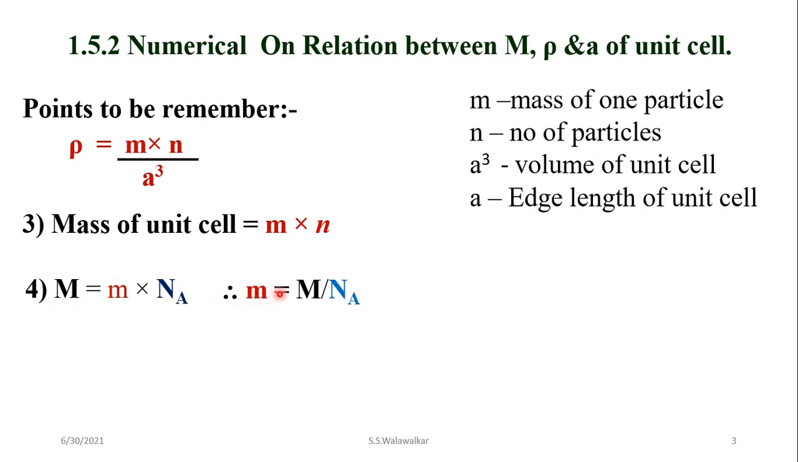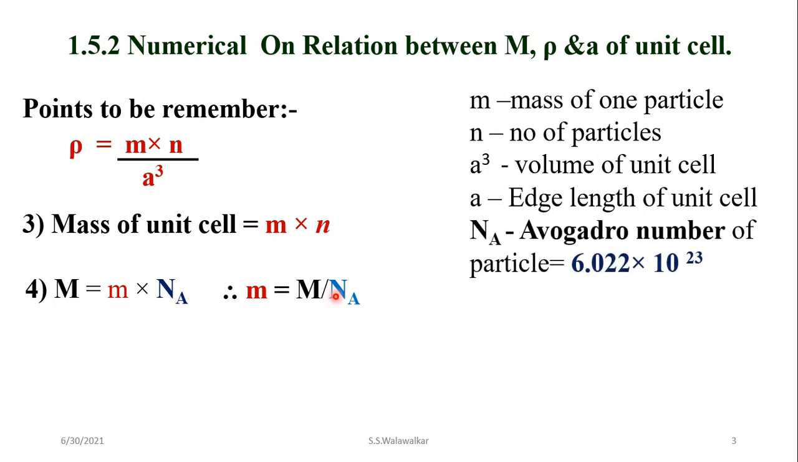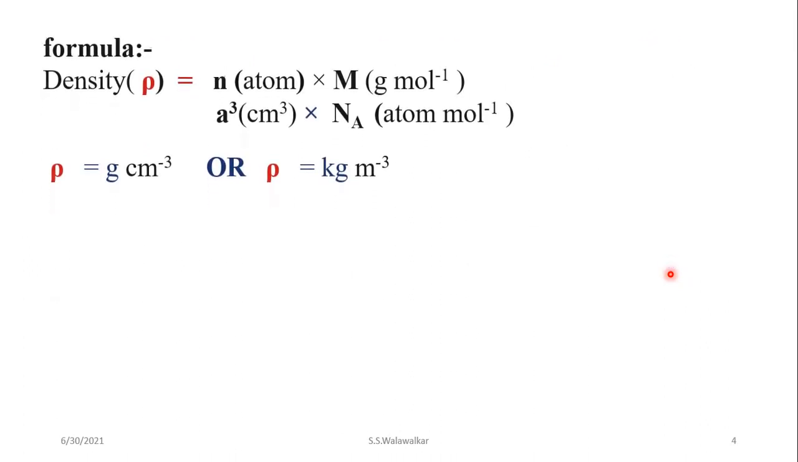So small m is equal to capital M, that is molar mass, divided by Avogadro's number, that is 6.022 into 10 raised to 23. So this is also an important formula, and capital M is molar mass.